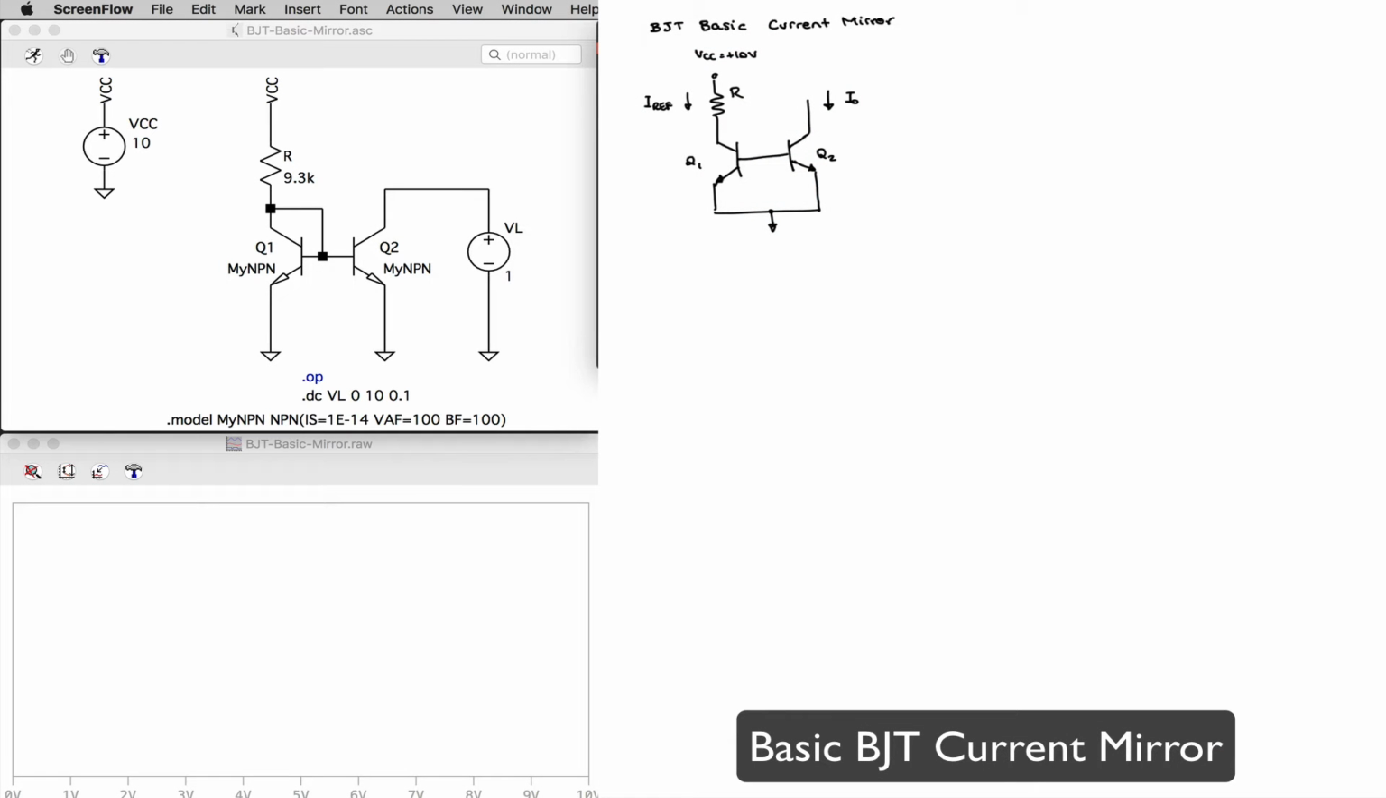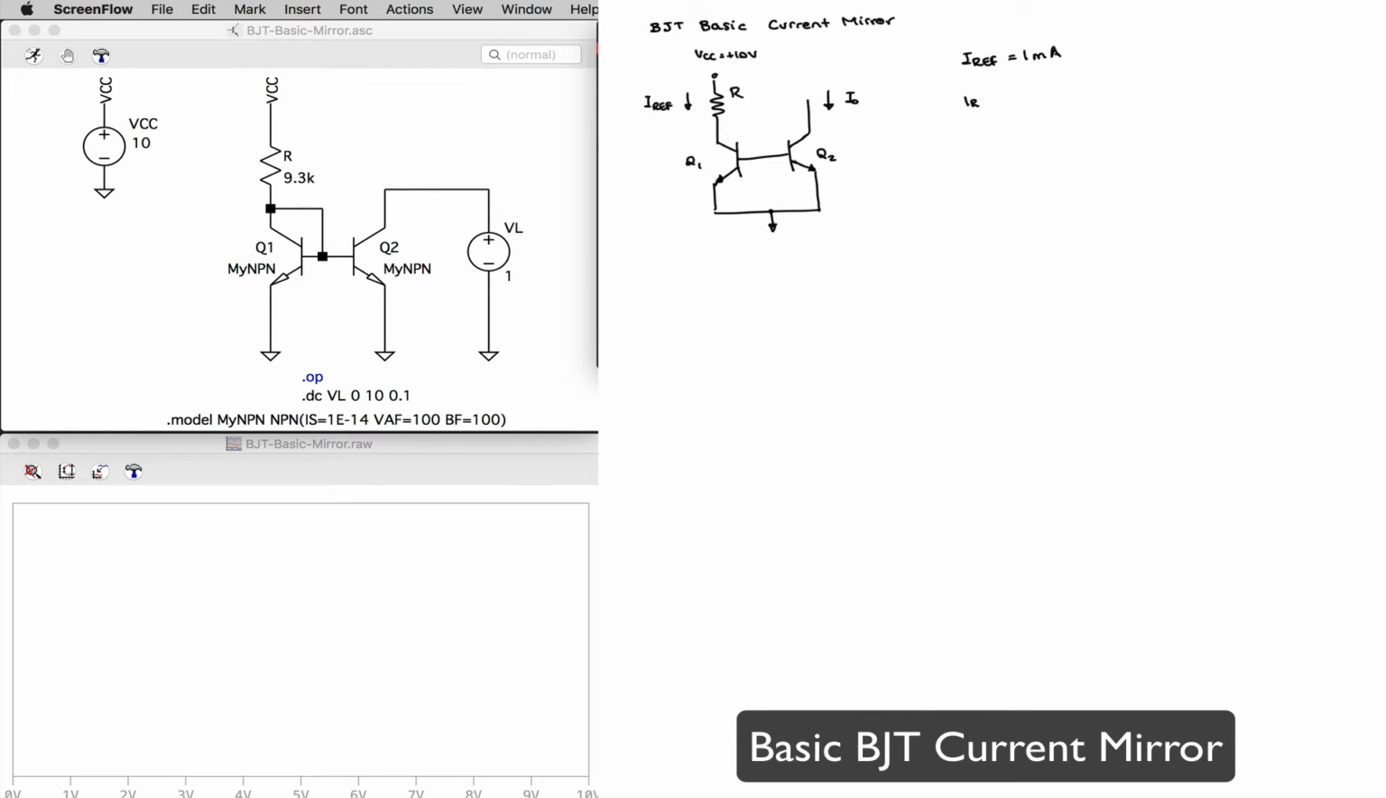Hello. In this video, we're going to take a look at an LTSpice simulation of the basic BJT current mirror. I have my BJT basic current mirror. Let's say I wanted to design it for a reference current of about 1 milliamp from a supply of 10 volts.